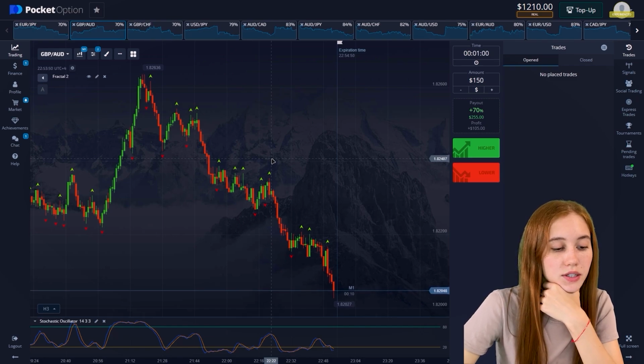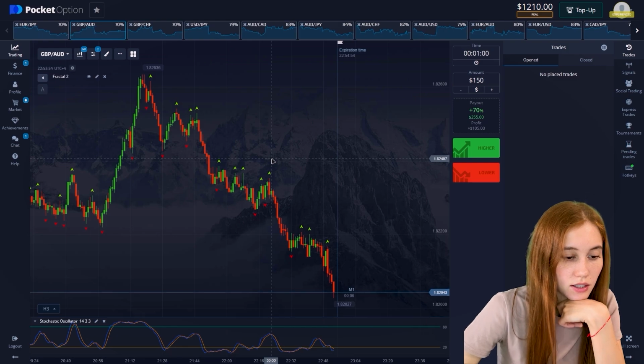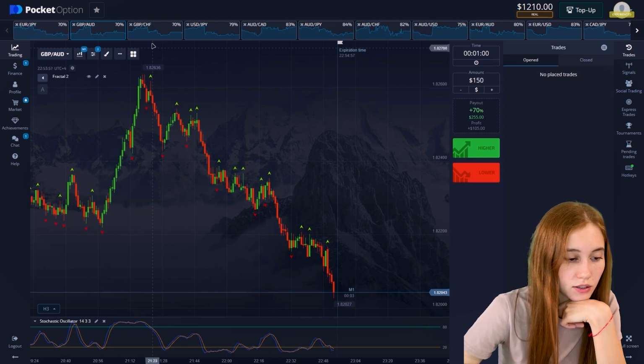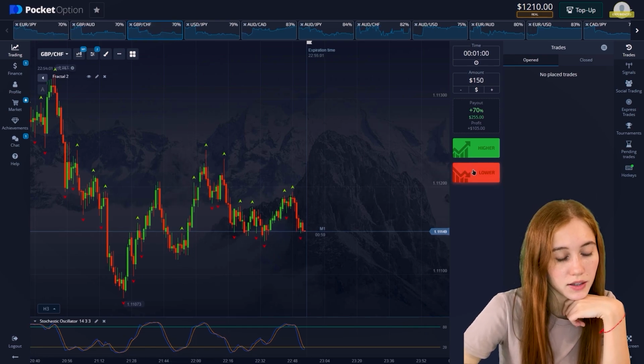Let's move on to the next concept app and start our technical analysis. So we moved on to the next concept app. Let's open down.